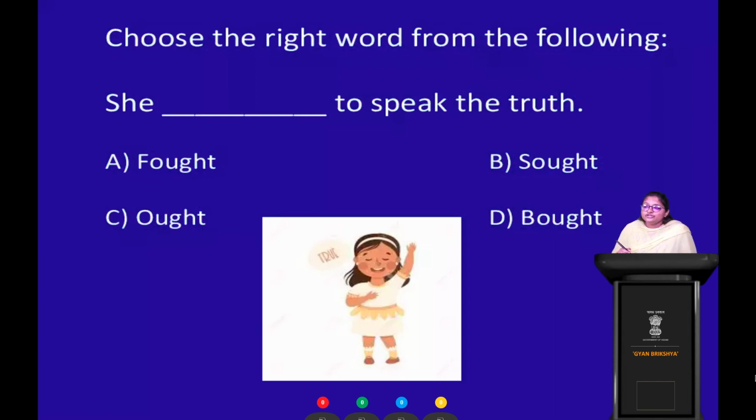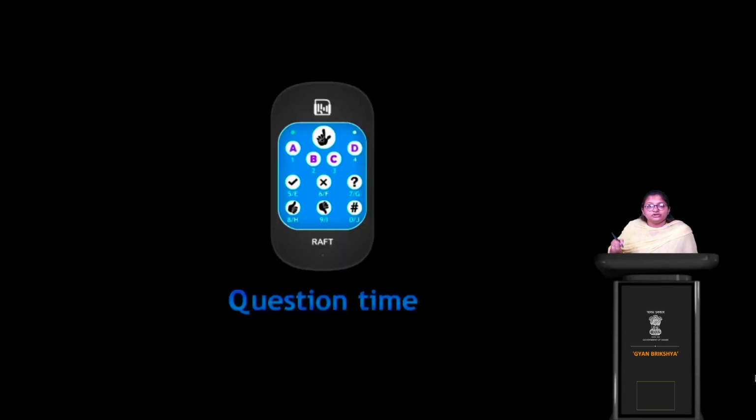And those who opted for option B, sought. She sought to, no. Sought doesn't fit here. Sought comes from the word seek, S-E-E-K. Seeking means searching for something, finding something. So sought to speak the truth is not matching. Of course, fought will not fit either. Fought comes from fight. She fight to speak the truth, again not matching. And of course, not D, bought. Bought comes from buy. So the correct option here is option C, ought. She ought to speak the truth, which means she should speak the truth or she must speak the truth.